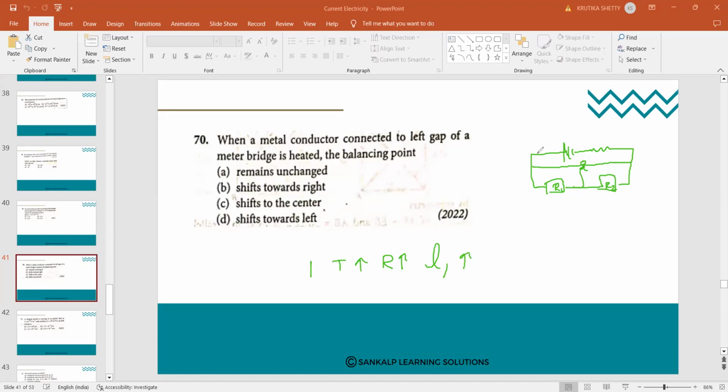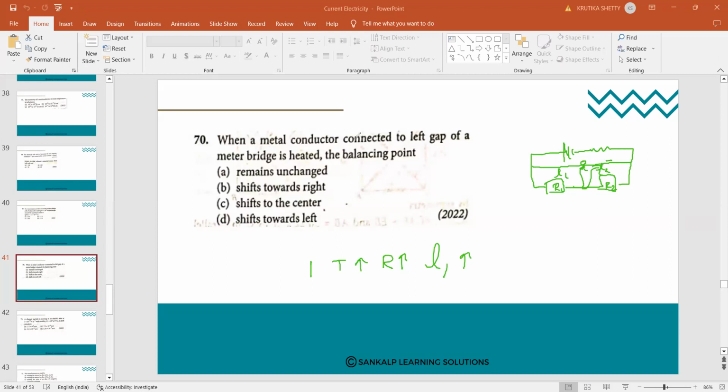So suppose here if I show, this is my L1 and this is my L2. So therefore the null point shifts to the right. So L1 increases, and the null point shifts to the right. Therefore the correct option is yes. Very good, that is option B is the correct answer.